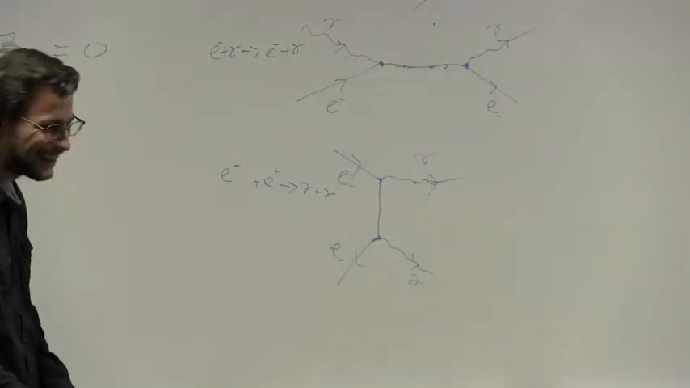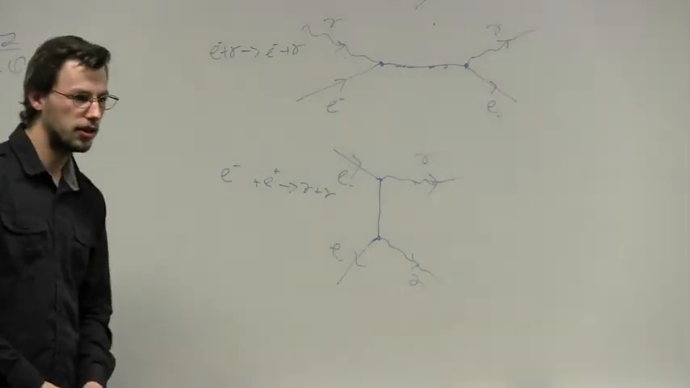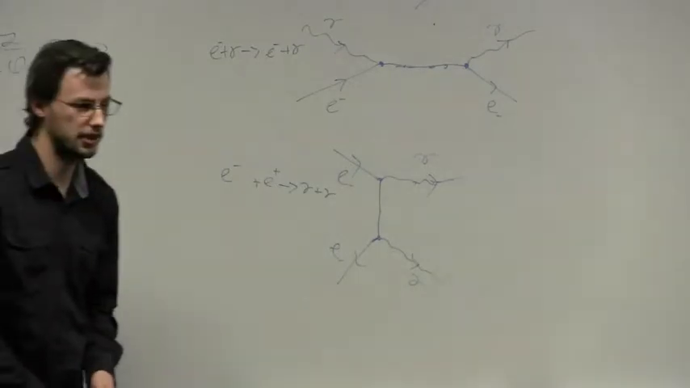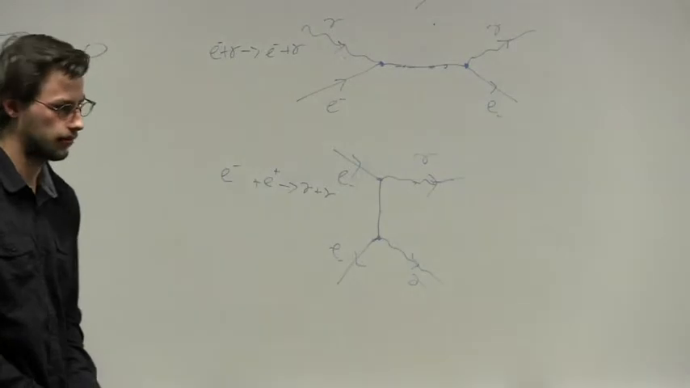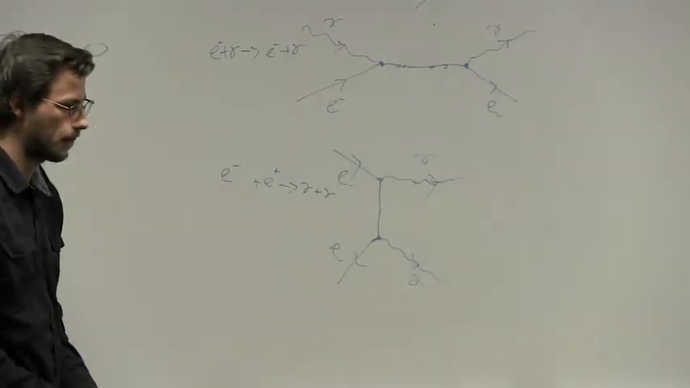You said you can put the arrow either way for the photons? Yeah, because a photon, turns out, is its own antiparticle, so it's the same thing. So you could just as easily write gamma minus gamma.